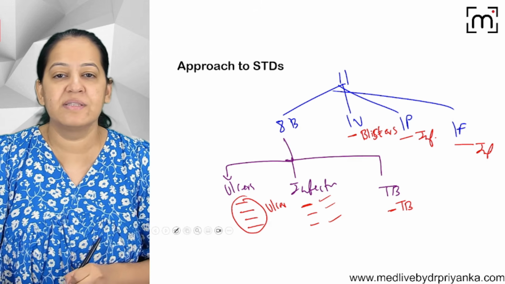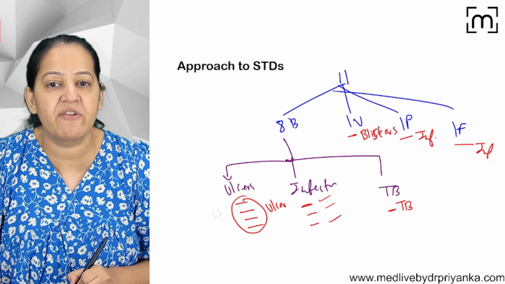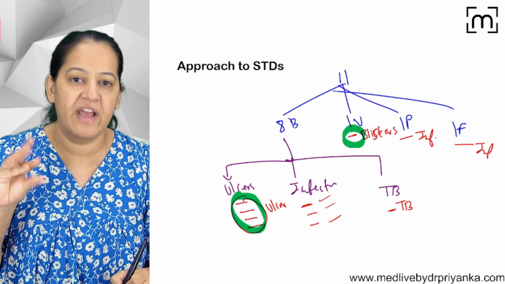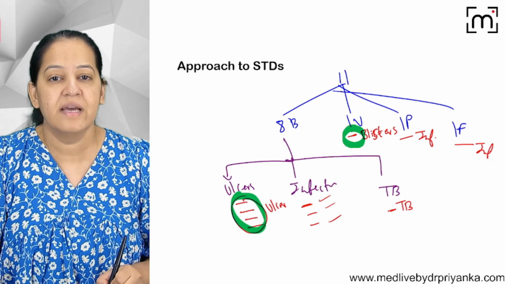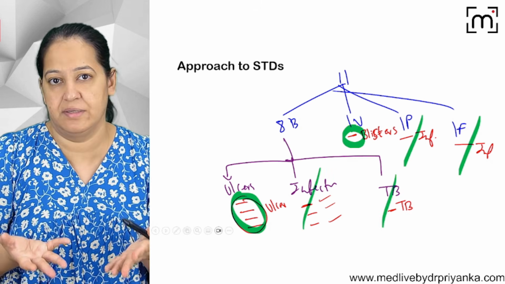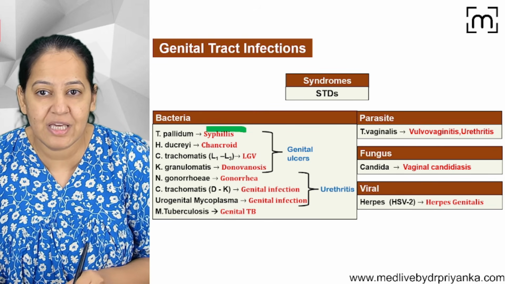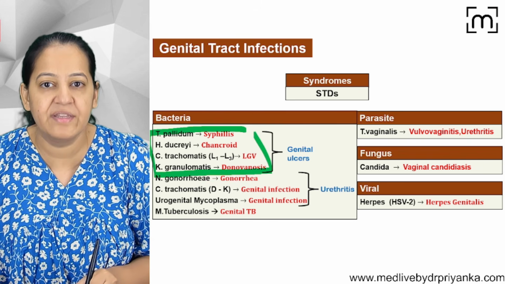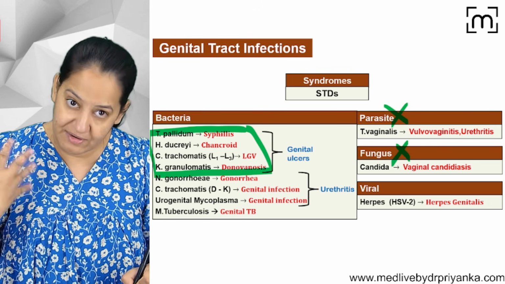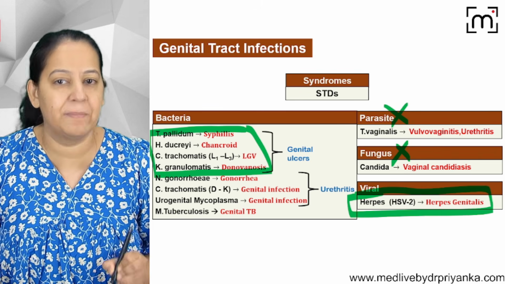So total, if you consider how many organisms cause genital tract ulcers, we are having 4 bacteria and 1 virus. Total 5 organisms. They cause genital tract ulcers. The remaining bacteria, the remaining parasite, the remaining fungus, they cause infection. You understand it. So how many of them are causing ulcer? Among the bacteria, these 4 cause ulcer. Please read their name. Among parasite do not cause ulcer, they cause infection. Fungus do not cause ulcer, they cause infection. Among the virus, only 1 virus is there, herpes, that also cause ulcer. Not ulcer, but the blister.